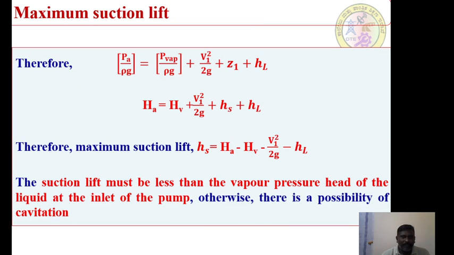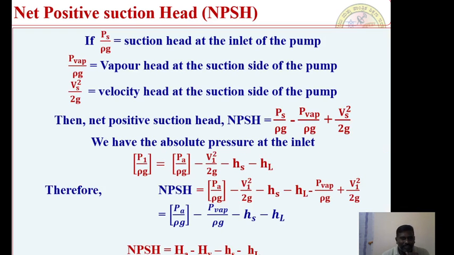Even in the previous sections we have discussed the concept of net positive suction head. But considering the vapor pressure head and the atmospheric pressure head, the total suction head and the total head loss due to friction through the suction pipe, when you consider all these things, then what is the net positive suction head? NPSH is always given by Ha minus Hv minus Hs minus HL. This is one of the important equations one has to know before designing any centrifugal pump.